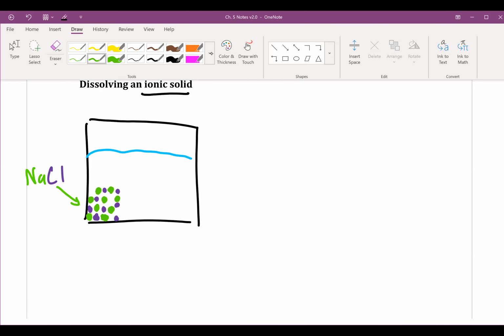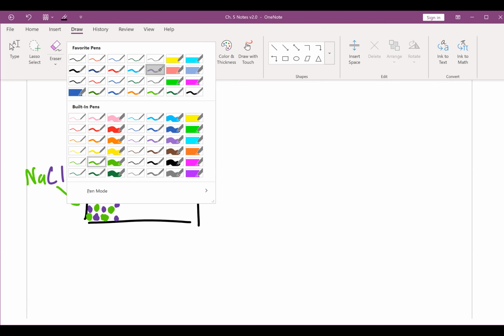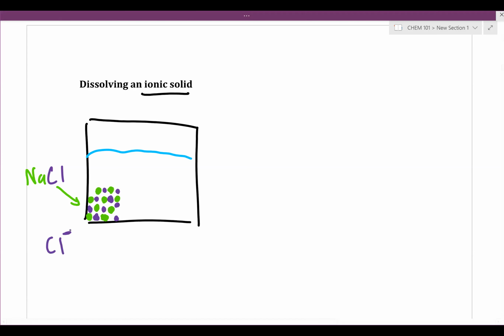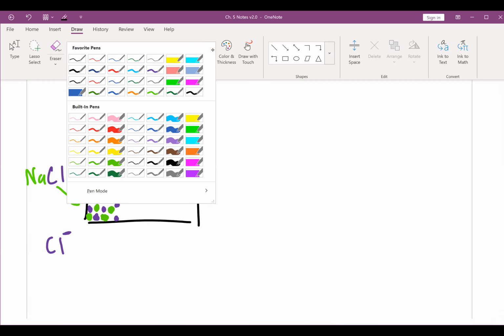Okay, now why am I drawing two different colors? What am I trying to convey to all of you? The green is the sodium, the purple is the chloride. Now, are these atoms or ions? Ions, exactly. So we have Cl minus, and then we also have sodium plus.